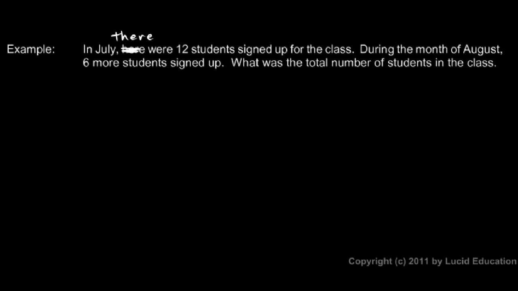Well, based on the usage of the words here, you should recognize that this is addition. 6 more students signed up. That's 6 more in addition to the 12 that were already there. And you're asked, what was the total? So these words here, more and total, clue you in that you need to do addition. 12 plus 6, and the answer is 18. And the addition here is obvious. 12 plus 6 is 18. That's easy. The point here is recognizing the words, recognizing that certain words are commonly used to indicate addition.